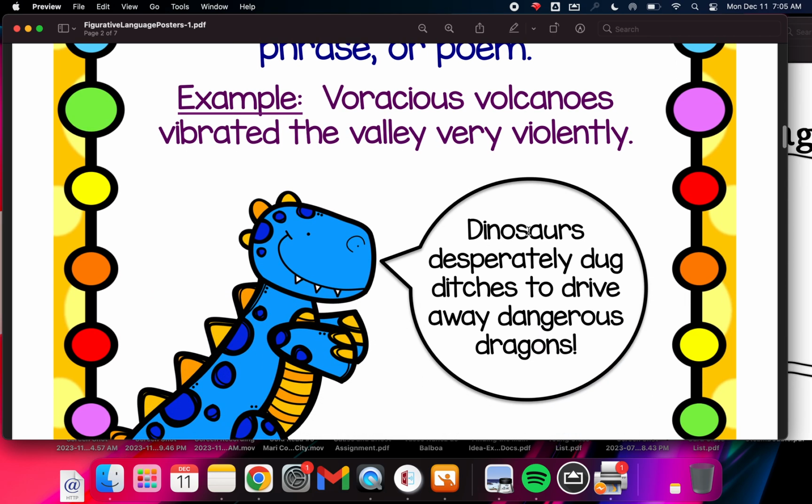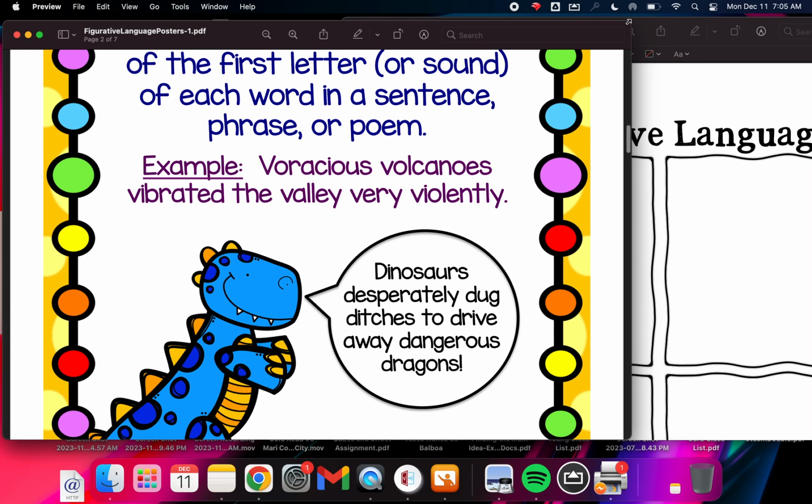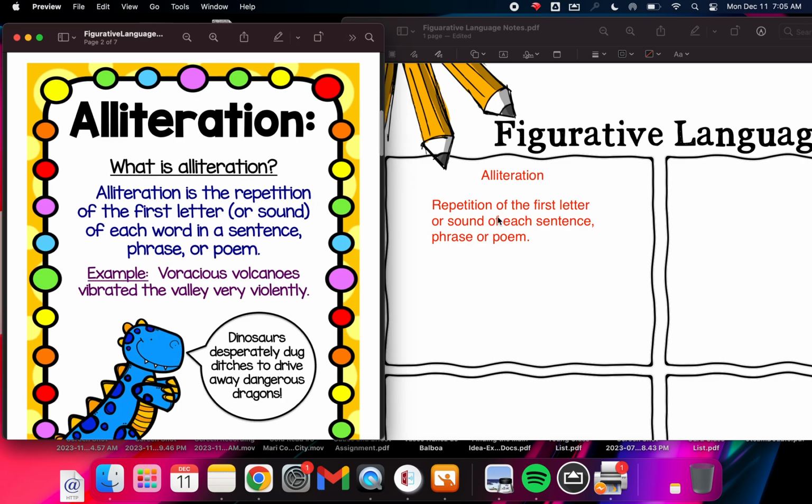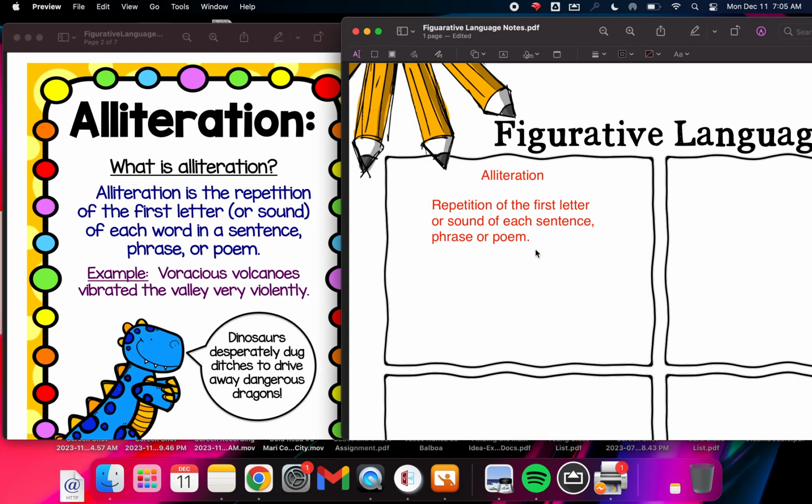Here's another example down here. Dinosaurs desperately dug ditches to drive away dangerous dragons. You hear that D sound being repeated over and over again, but we still do have other words, to, away, but that D sound is really heavy in a lot of these. Over here, I'm going to make this smaller just for me. I'll make it bigger for you guys in just a second.